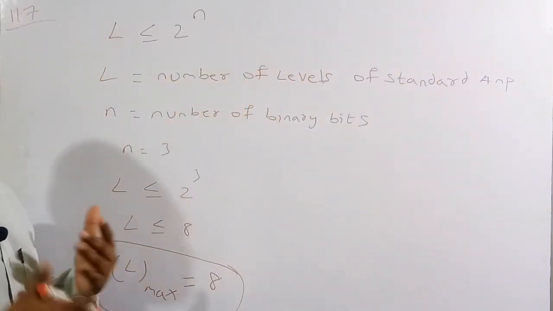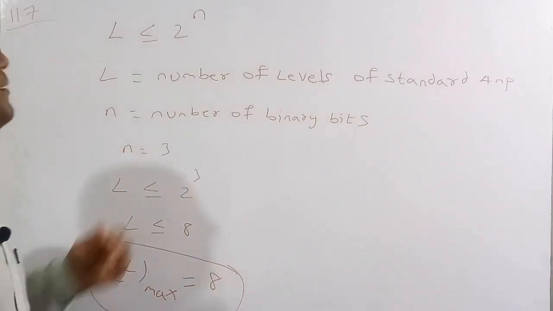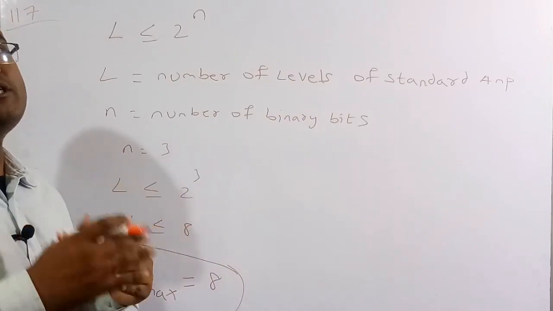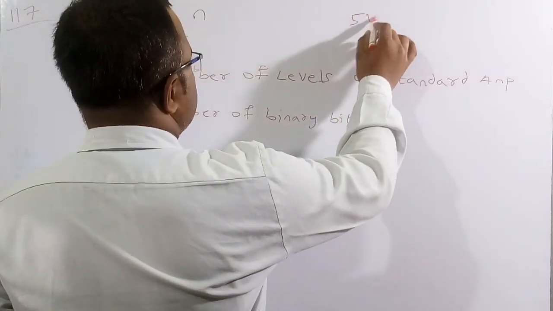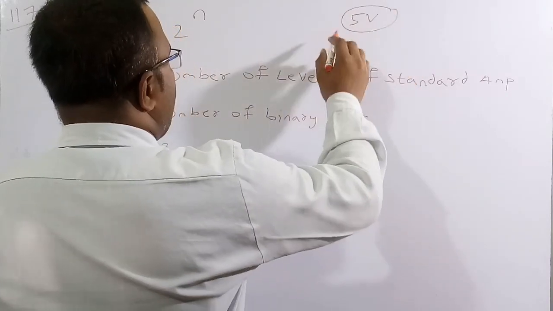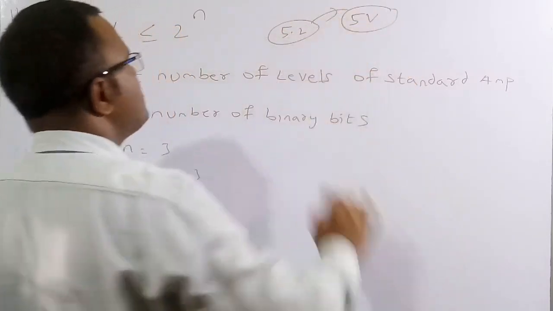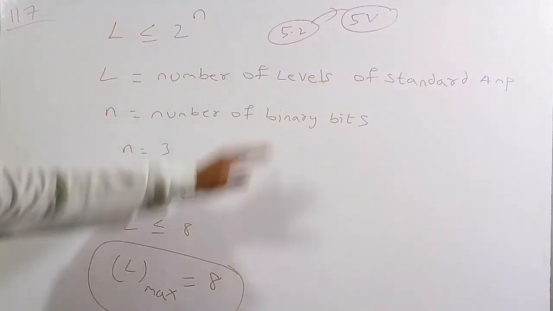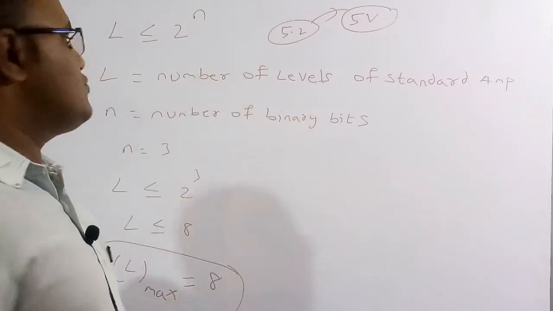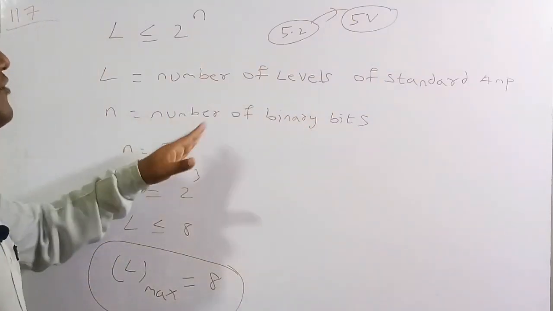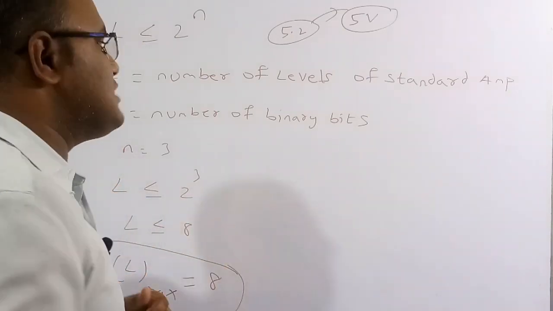Otherwise the signal will have an infinite number of amplitudes if you do the sampling. But by using this quantization we are going to represent the standard levels. Suppose the standard level is 5 volt, and if any signal has 5.2, then it is going to be assumed as 5 volt with the help of quantization. Therefore n is called the number of binary bits. With the help of these binary bits we are going to transmit this signal.